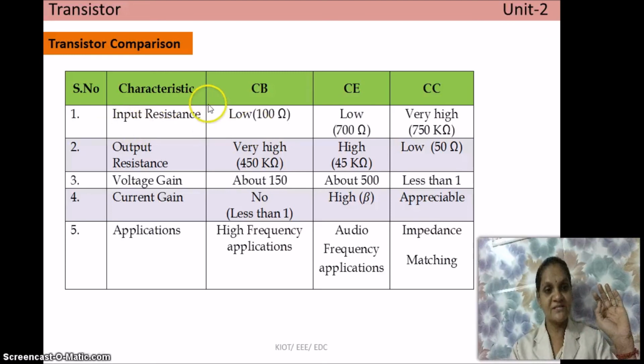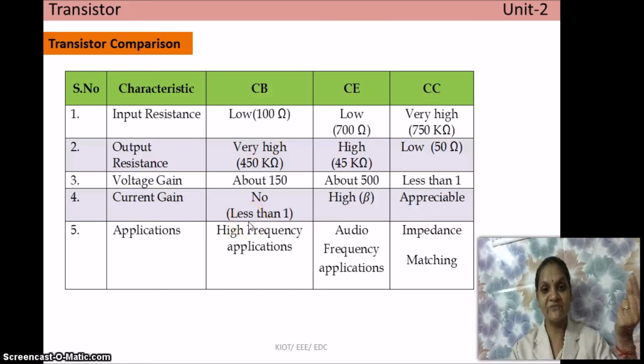So here you are considering common base input resistance, because the common base input is the emitter base junction. It is forward biased, so the resistance is low. Similarly, the output resistance here is the collector base junction, which is reverse biased, so the resistance is very high. Voltage gain is approximately this much. Since alpha is always less than 1, current gain is also less than 1. And it is meant for high frequency applications.